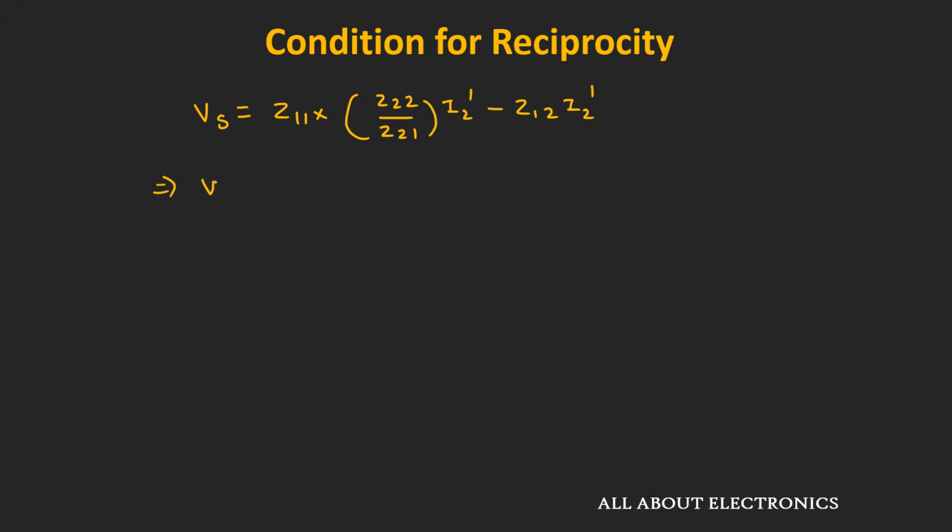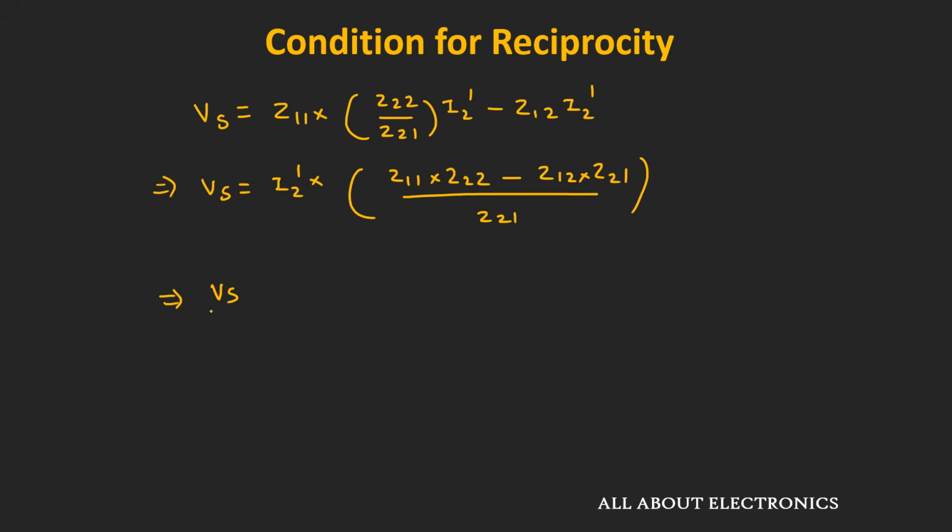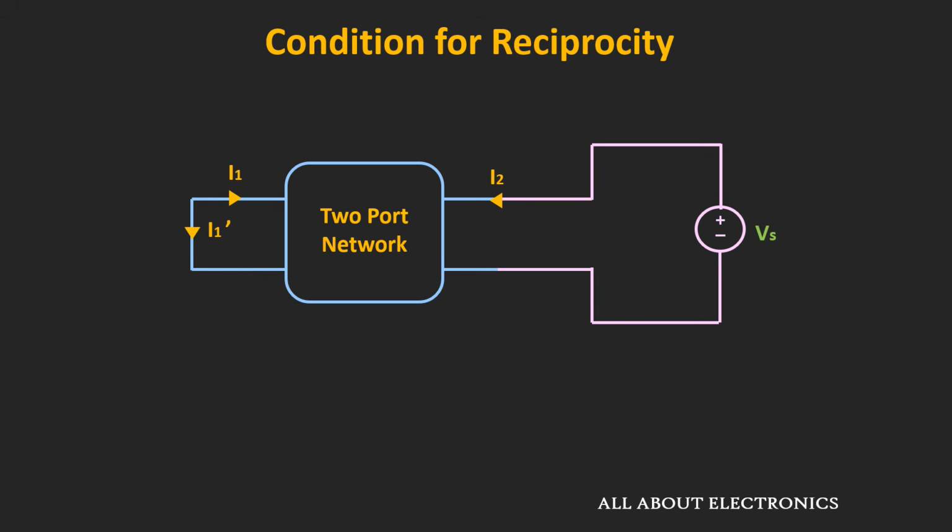Or we can say that voltage Vs is equal to I2 dash times Z11 times Z22 minus Z12 times Z21, divided by Z21. That means the ratio of Vs and I2 dash is equal to Z11 times Z22 minus Z12 times Z21, divided by Z21. Let's say this is equation number 1. Similarly, now let us say the voltage is applied at port 2 and we are measuring the short circuit current at port 1.